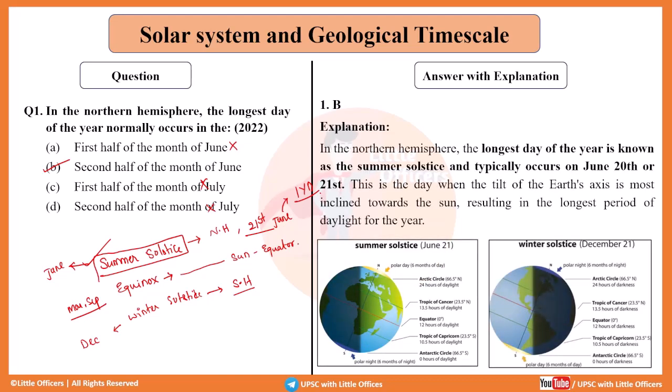Apart from that, we also looked at the concepts of equinox and summer solstice. On summer solstice, we will have the longest day, roughly 14 hours, and the shortest night, 10 hours. On the winter solstice, exactly the opposite happens. We will have the shortest day of 10 hours duration and the longest night of 14 hours duration.